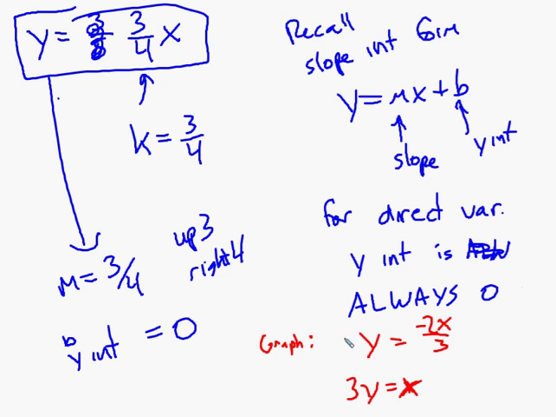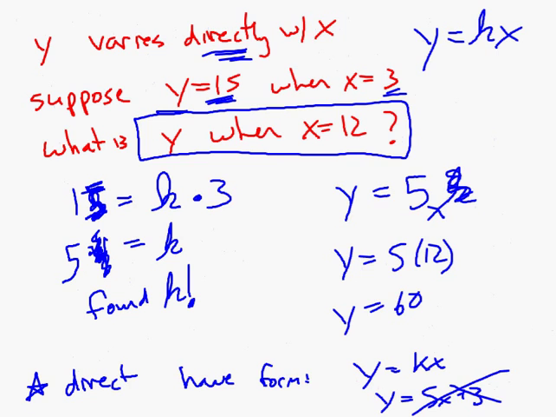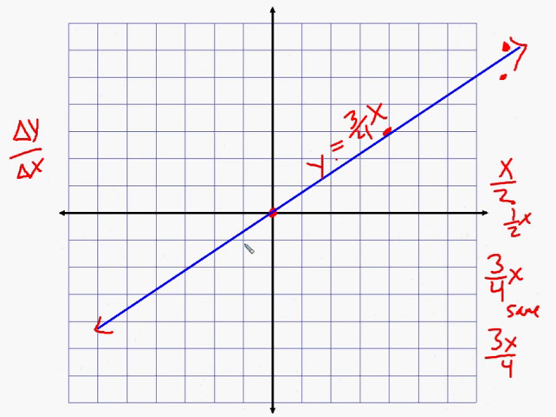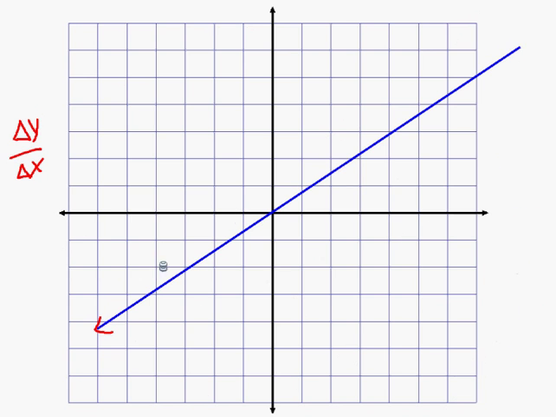All right, so this first one, so we're down here. Remember, this is the same as saying y equals negative 2/3 x. So what's my y-intercept? 0. And I'm going to go down 2, right 3. So I'm going to erase all this. Started at the y-intercept, I'm going to go down 2, right 3. Down 2, right 3.